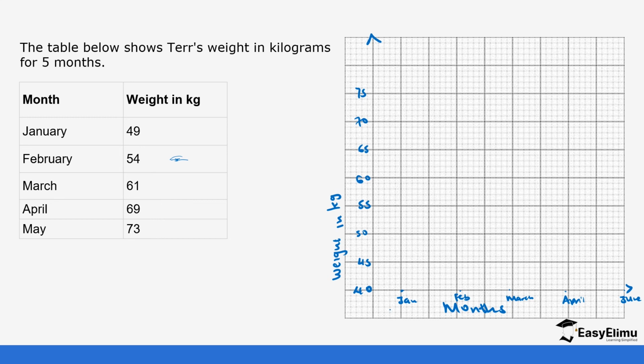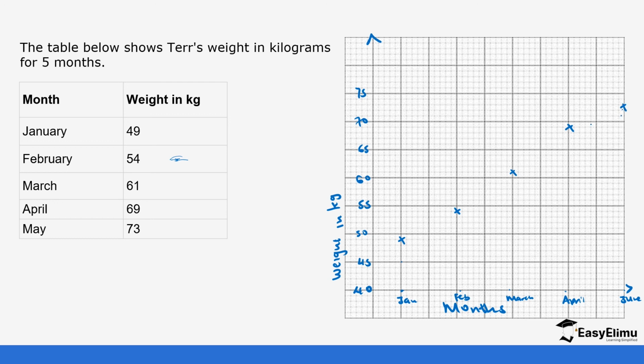So January, she had 49 kgs. So this is going to be 45, and 49 is just next to 50. And then February, she had 54 kgs, so next to 55. And then March, she had 61, so just above 60. And then April had 69, so just below 70. And then June she had 73, so just 71 to 73.